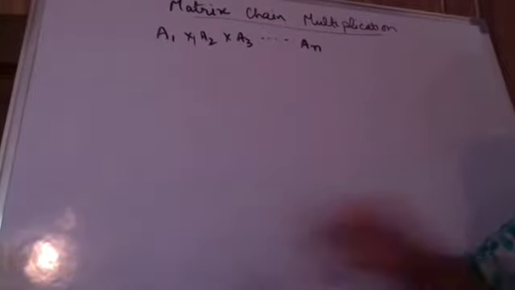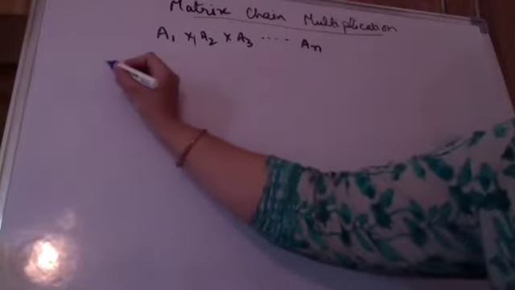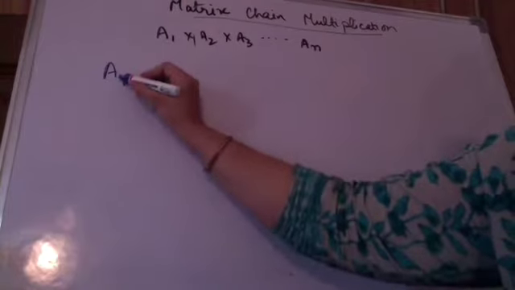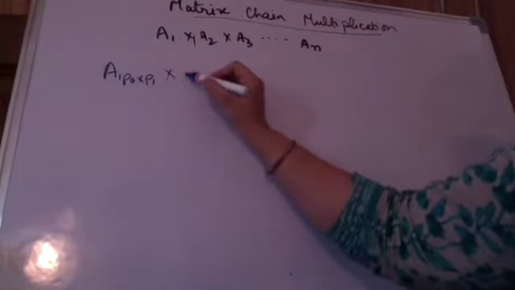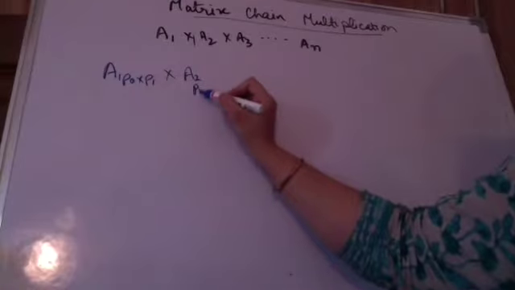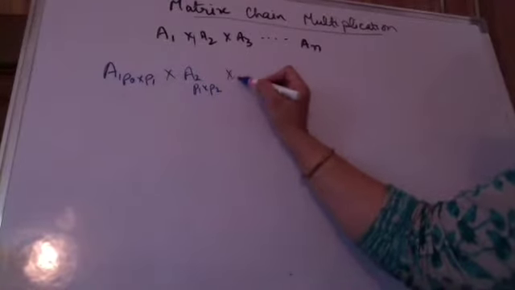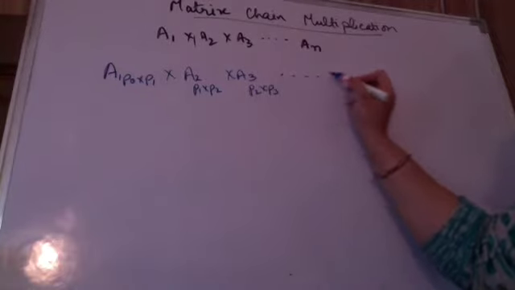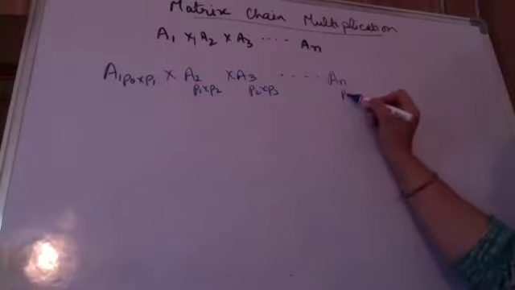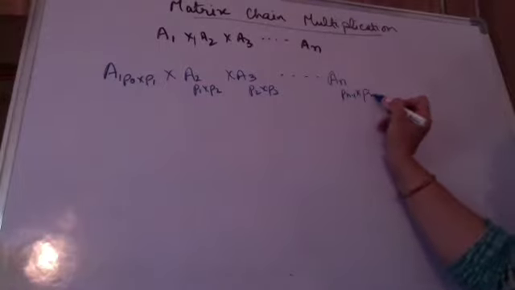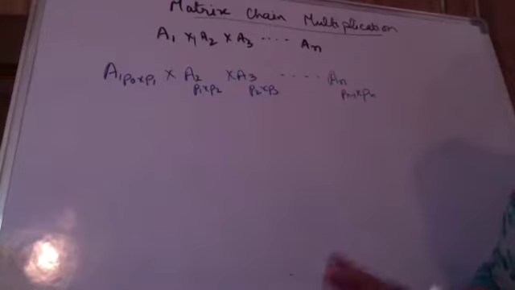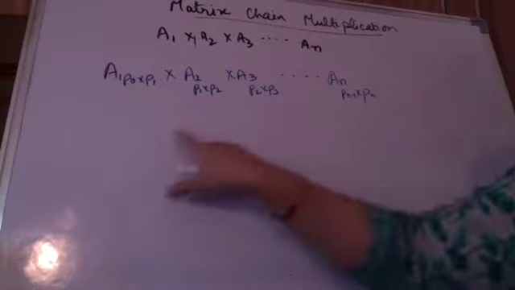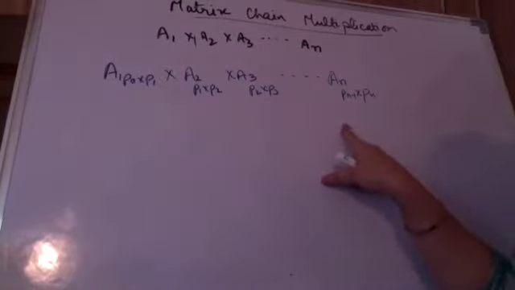Understand what I'm trying to say. I'll again make you understand what I'm trying to say. I have a matrix A1 of the order P0 cross P1, which is multiplied by matrix A2 of the order P1 cross P2, multiplied by matrix A3 of the order P2 cross P3, till they are multiplied by matrix AN of the order Pn minus 1 cross Pn. Fine. Now I am saying to be able to find a parenthesization that can give me the minimum number of scalar multiplications.